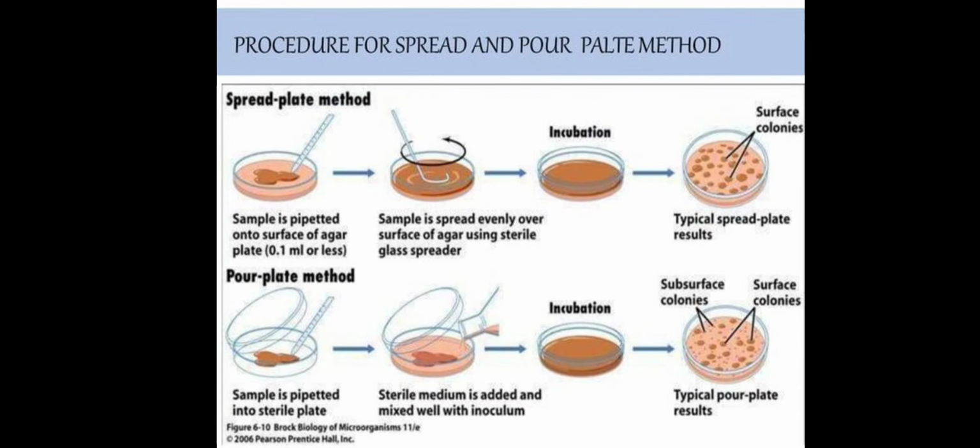Procedure for the streak and pour plate method. Spread plate method: the sample is pipetted onto the surface of an agar plate, 0.1 ml or less. The sample is spread evenly over the surface of the agar using a sterilized glass spreader. After incubation, surface colonies result. Pour plate method: the sample is pipetted into a sterile plate. Sterile medium is added and mixed well with the inoculum. After incubation, typical pour plate colonies appear. Result: procedure for the spread and pour plate method.